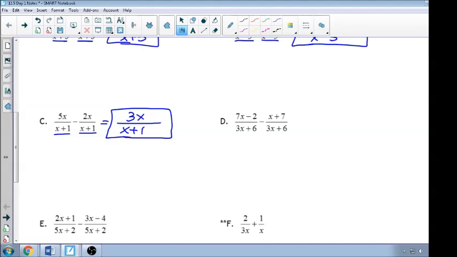Now on to D. D is a little bit different animal here. I am going to check and see if my denominators are the same. 3x plus 6 and 3x plus 6 are the same. When I have a binomial that comes after the subtraction sign, so what I'm talking about here is the fact that in between is subtraction and I have an x plus 7 behind the subtraction sign, what I want to do is change my subtraction to addition and change all the signs that come after it. All right.